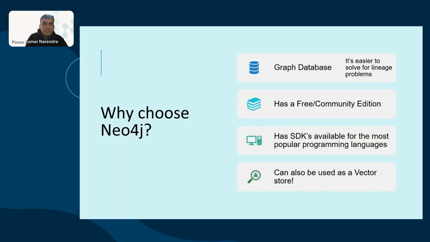Why did we choose Neo4j in the first place? Because it's a graph database, and what better to implement data lineage than a graph database? Neo4j has a free community edition, and that's great for us. It has SDKs available for the most popular programming languages. Our backend is written in .NET, front end is in React, so I guess that's self-explanatory. And it can also be used as a vector store, which was one of our requirements.